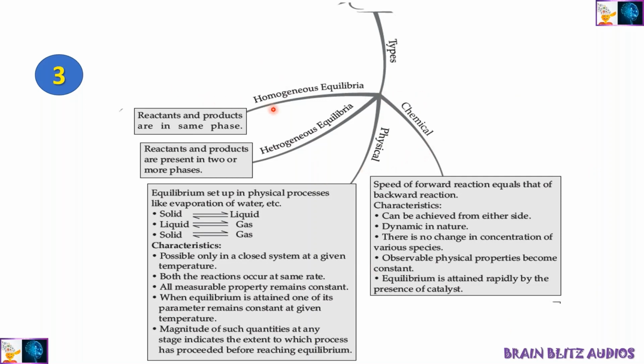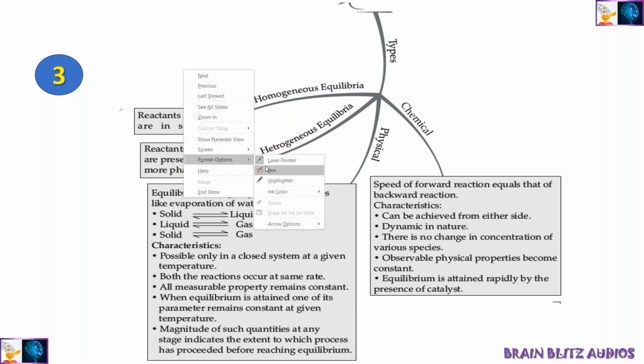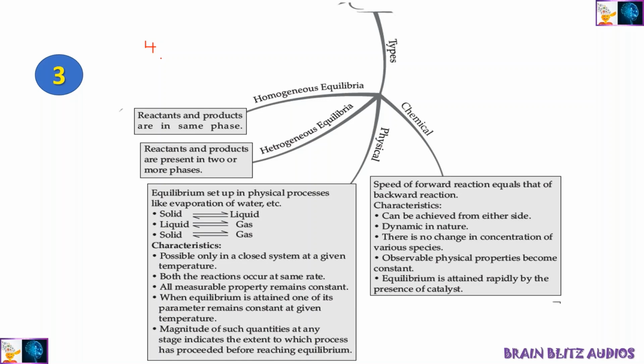Now, we will look at the differences between homogeneous equilibria and heterogeneous equilibria. In homogeneous equilibria, reactants and products are in the same phase, while in heterogeneous equilibria, reactants and products are present in 2 or more phases. An example for homogeneous equilibria can be H2 plus I2 gives 2HI. In this scenario, all of these are in the same state of matter, that is, they're gases.